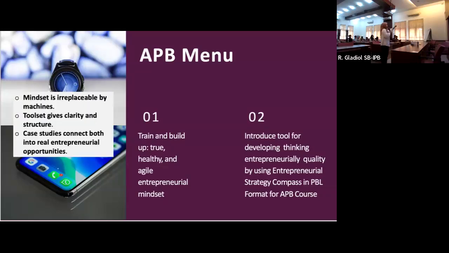Yeah, mindset is irreplaceable by machine. Toolset gives clarity and structure. Case studies connect both into real entrepreneurial opportunities. That's why we are using tools and the projects. You have to analyze using your project, and I will give you the tools for helping you to analyze the business opportunity and knowing your thinking entrepreneurially.